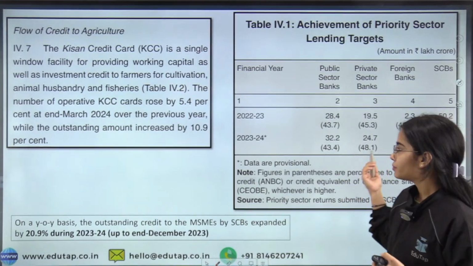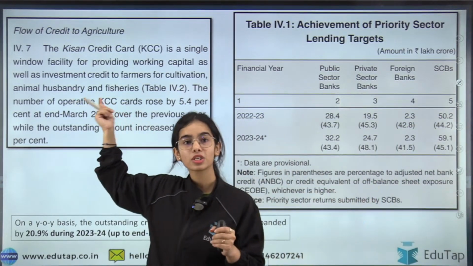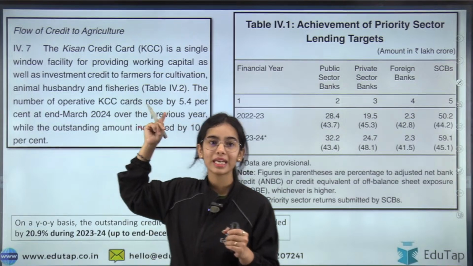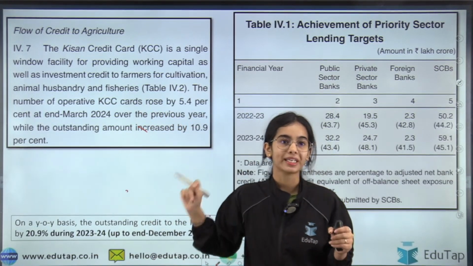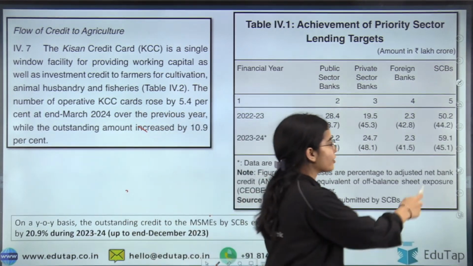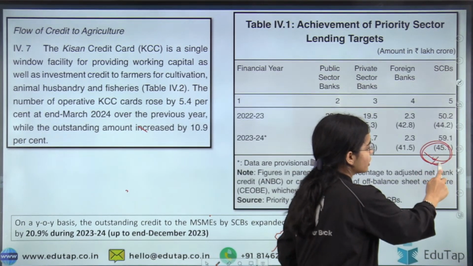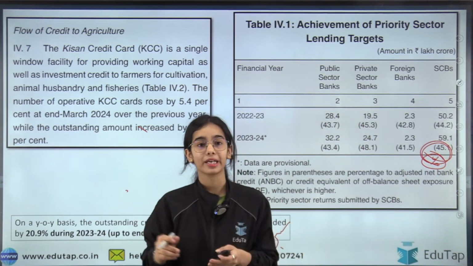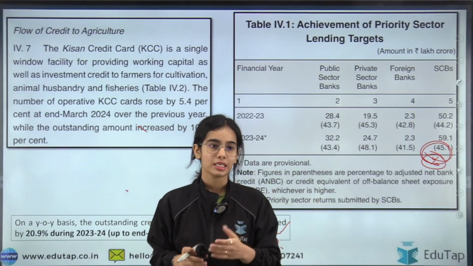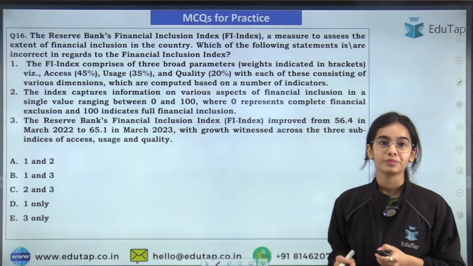So here you can see that the KCC cards have increased in number by 5.4% and in the outstanding amount by 10.9%. Here, 45.1% of the ANBC, the adjusted net bank credit, has been lent to the priority sectors. Okay, so this is the point here.